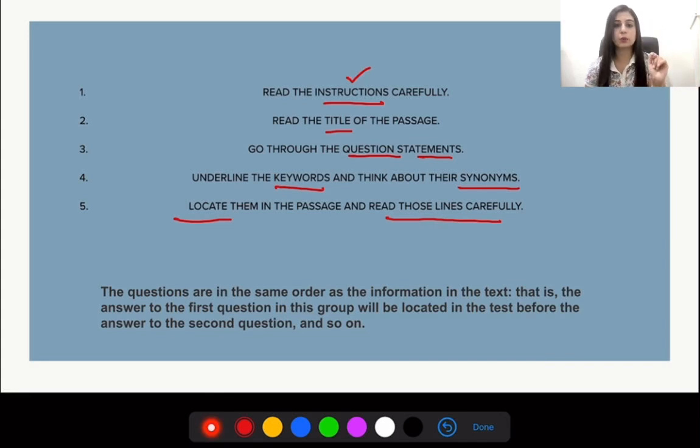It would be 0. Apart from that, this is again picked up from my favorite website, as I've mentioned a couple of times before as well. The questions are in the same order as the information in the text. That is, the answer to the first question in this group will be located in the text before the answer to the second question. So if you find the first question in the first paragraph, and the second question in the third paragraph, it's likely that the answer to question number 2 will be between the answer of question number 1 and 3, which could be in the second paragraph.